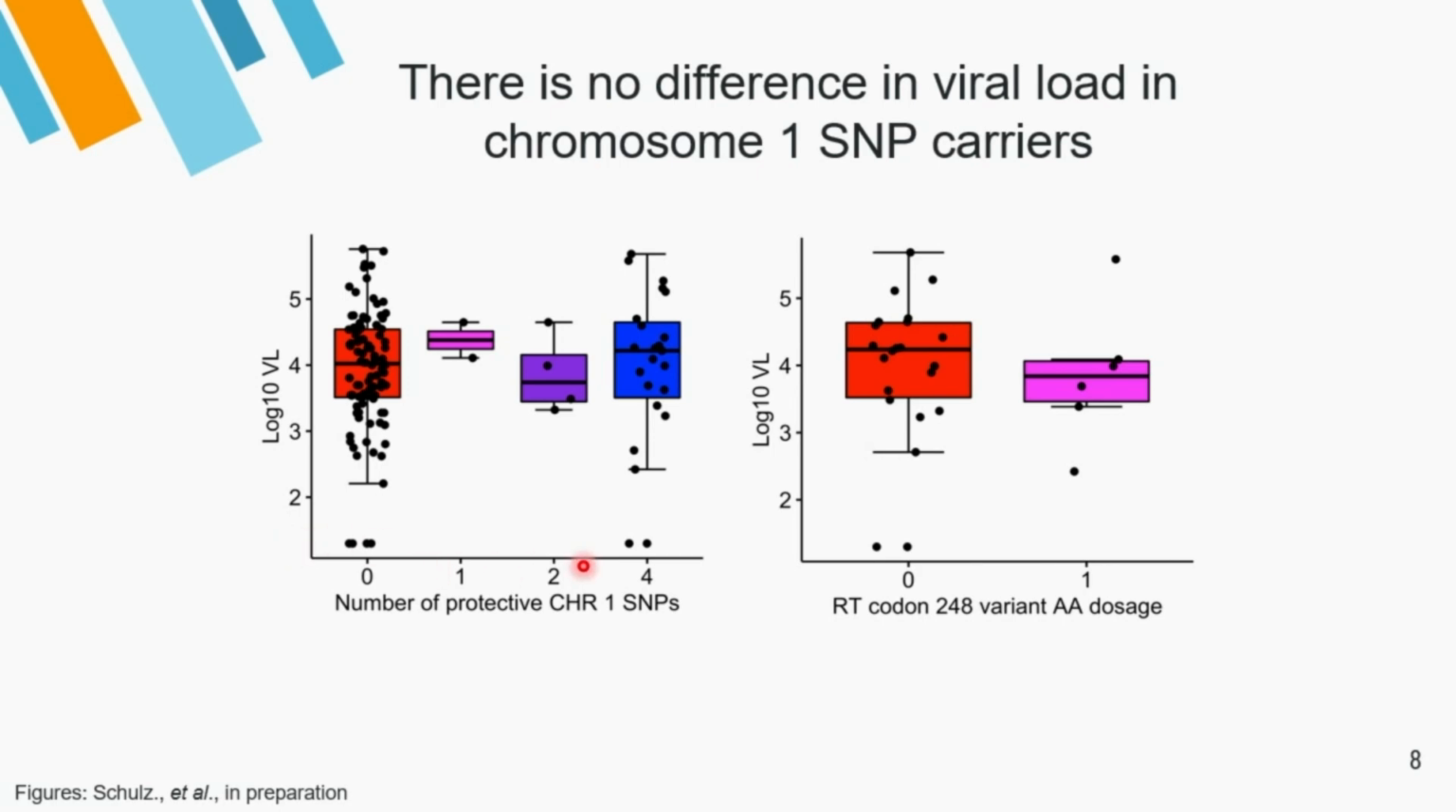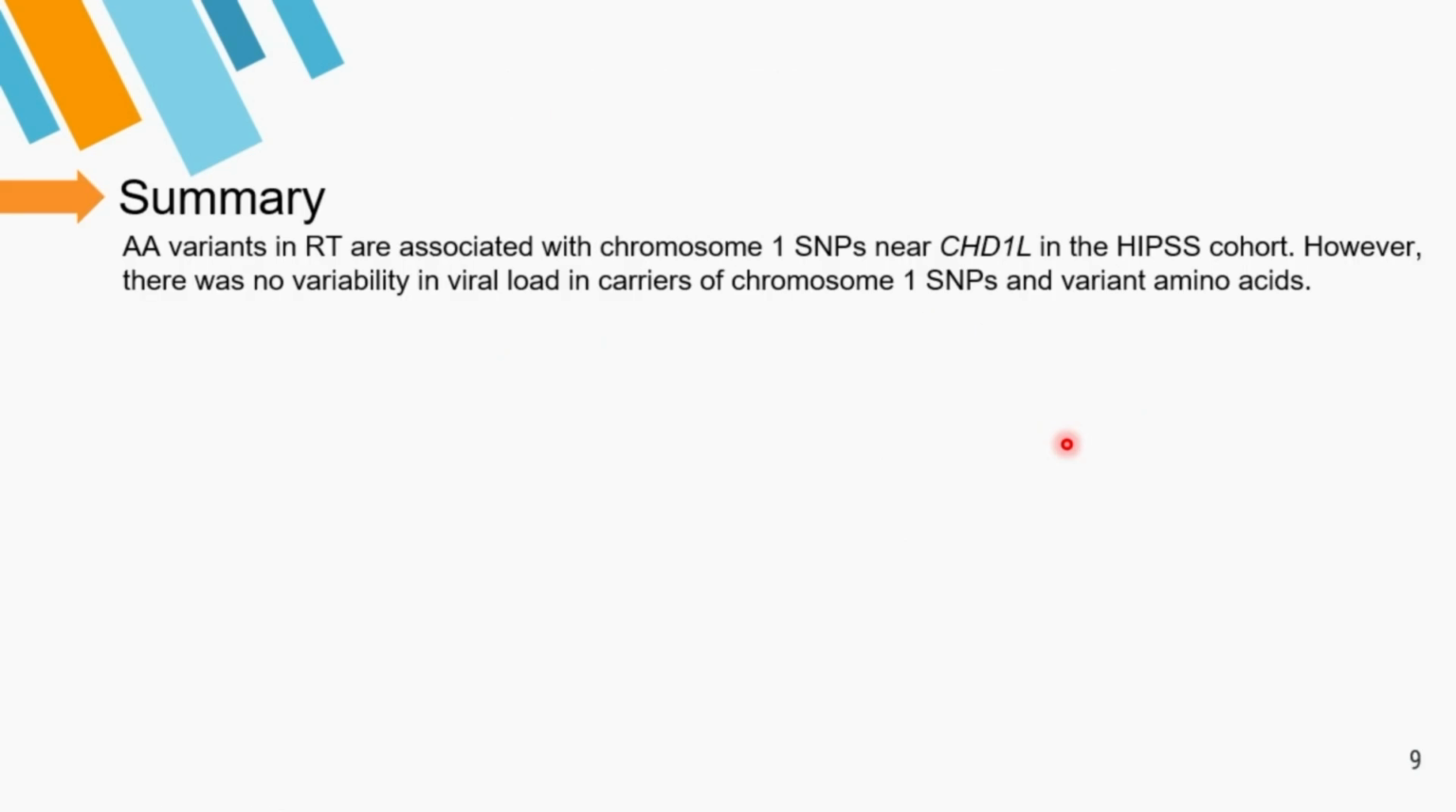And then if we look in the box plot to the right here, we can see that again, there's really no difference in viral load, whether individuals had a consensus or variant amino acid at reverse transcriptase codon 248. And so to summarize the findings for this study, we found that amino acid variants in reverse transcriptase was associated with chromosome 1 SNPs near CHD1L in the HIPS cohort.